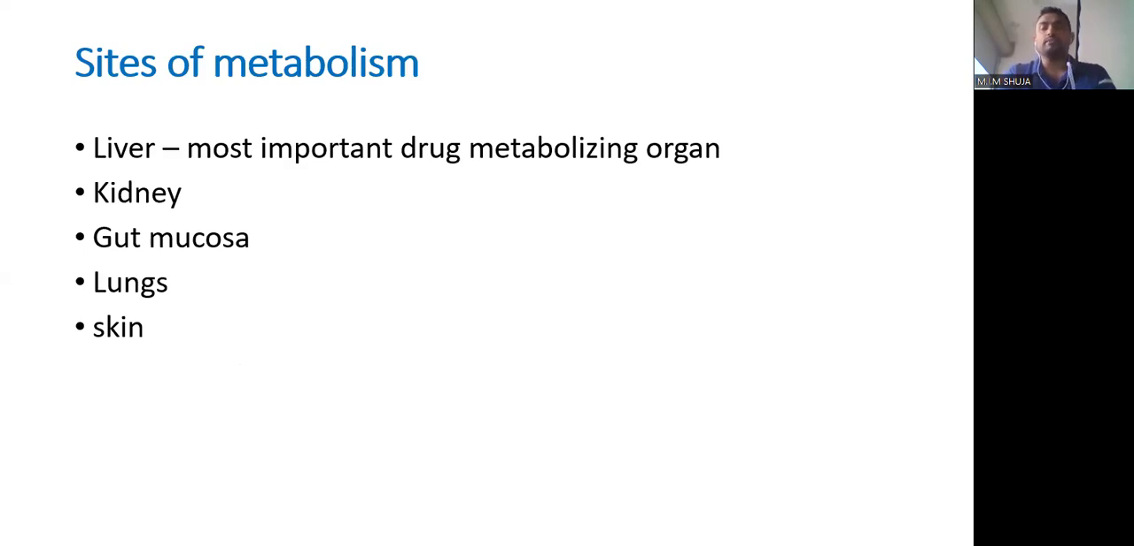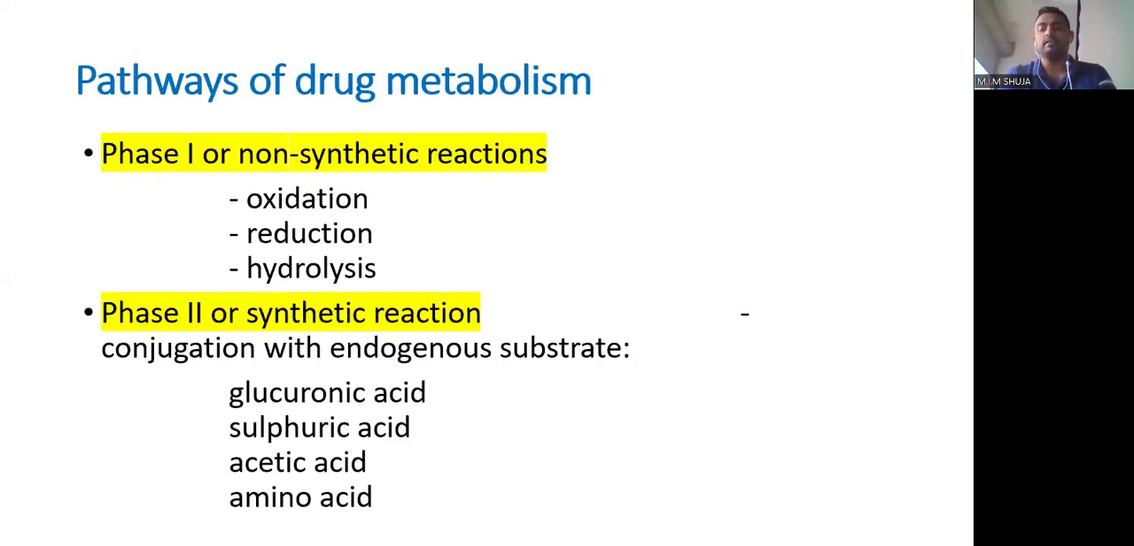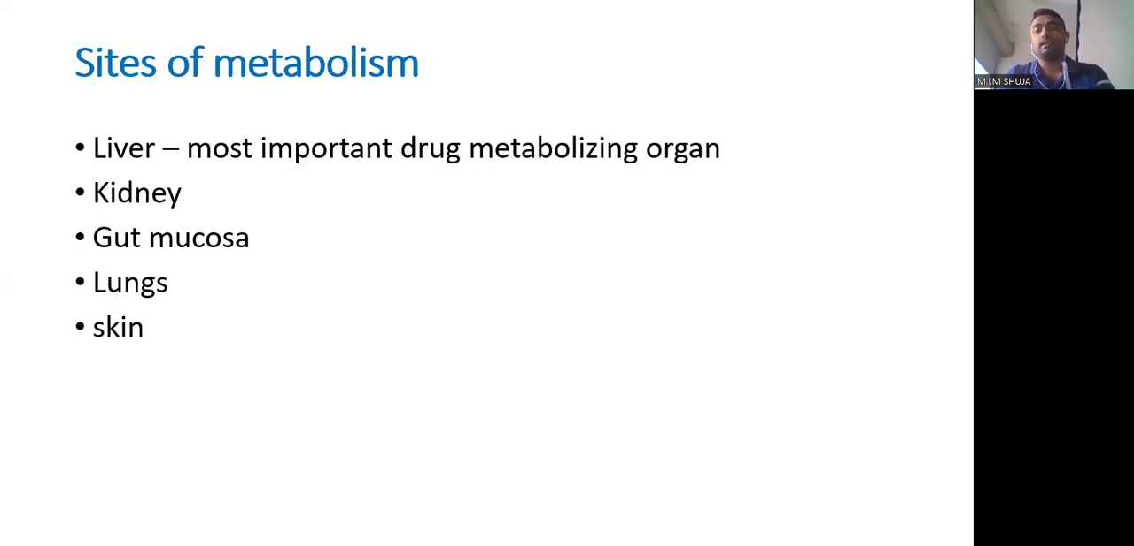So, what are the sites of metabolism? Mainly, the most important site is the liver. Most of the drugs get metabolized in the liver. But there are other places as well, like kidney, gut, lungs, and skin.